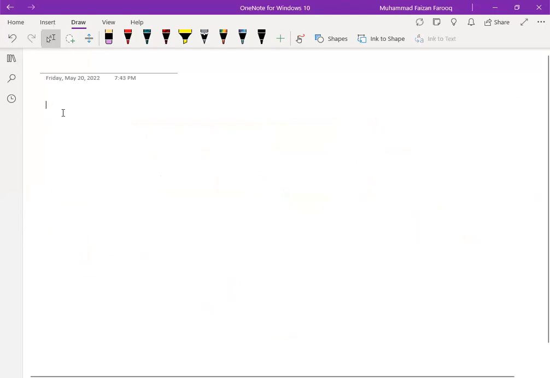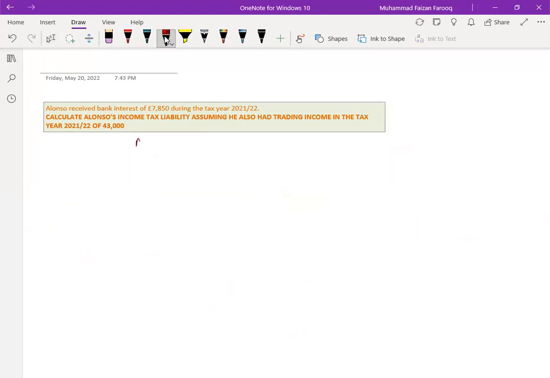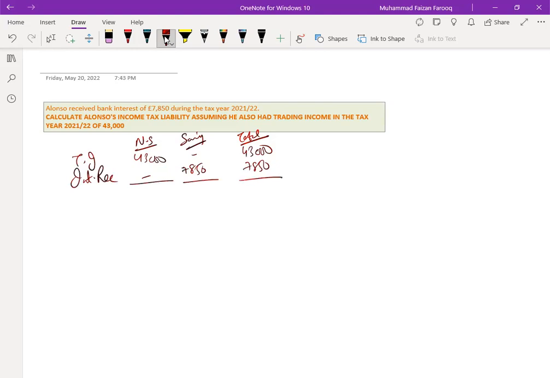This is question number 26 of my handout. Alonso, please read it out. Alonso received bank interest of £7,850 during the tax year 2021 to 2022. Calculate Alonso's income tax liability, assuming he also had trading income in the tax year of £43,000. Trading income is 43,000 pounds, interest received is 7,850. How much total?